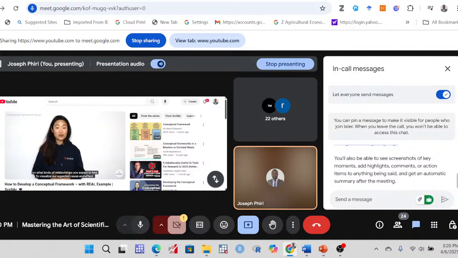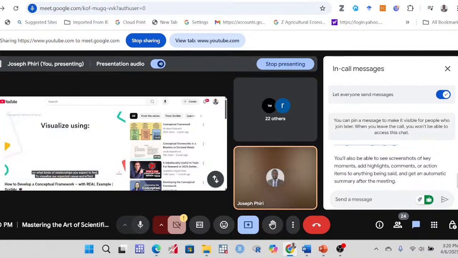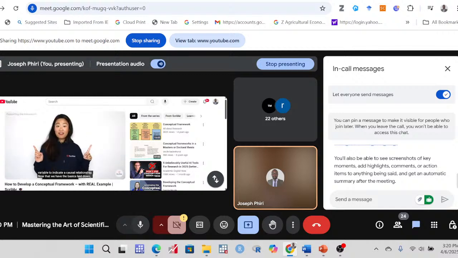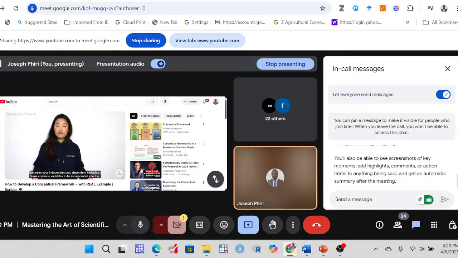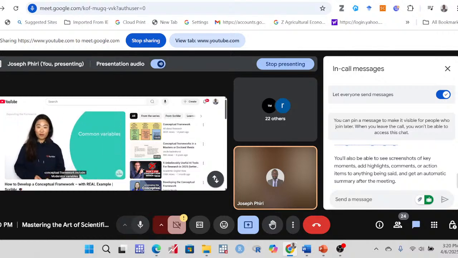A conceptual framework can be designed in many different ways. The form yours takes will depend on what kinds of relationship you expect to find. To visualize our expected cause and effect relationship, we will use the basic design components of boxes, arrows, and lines. We use the boxes for the variables and an arrow starting from the independent variable to indicate a causal relationship. Now that we have the basics laid down, let's move on to expanding the conceptual framework. As you develop your conceptual framework, you should also aim to identify other variables that might influence the relationship between your independent and dependent variables.